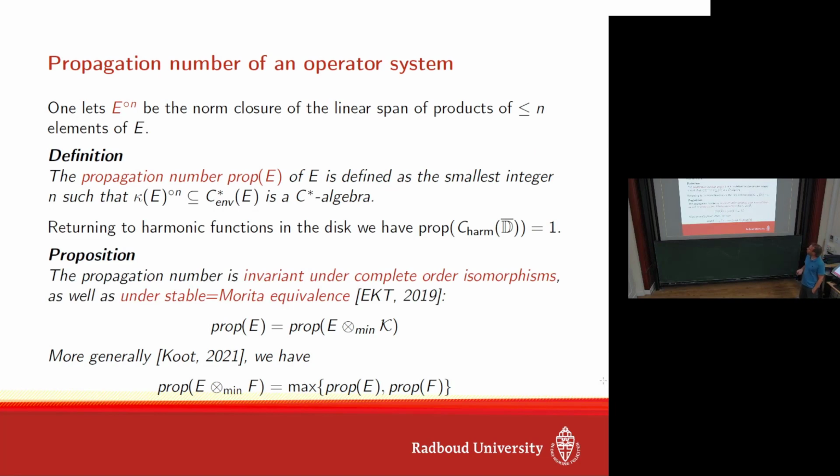There is a measure that we introduced of how far away an operator system is from a C-star algebra. It's called the propagation number, prop E. And it's like what you get when you take products up to order n, like polynomials, in my operator system, and then find out when that's a C-star algebra. The smallest n we call the propagation number, and of course this we do in this universal C-star envelope. And so, for instance, for the harmonic functions on the disk, the propagation number is equal to 1.